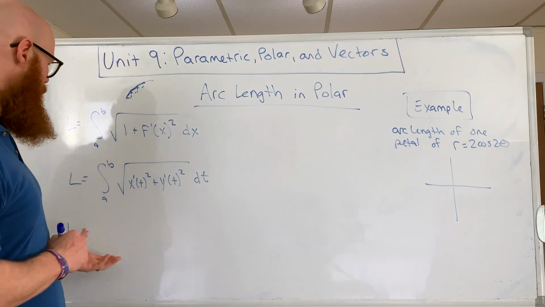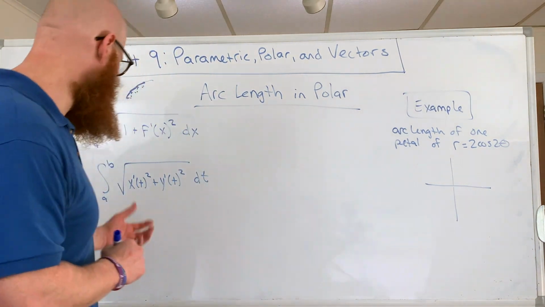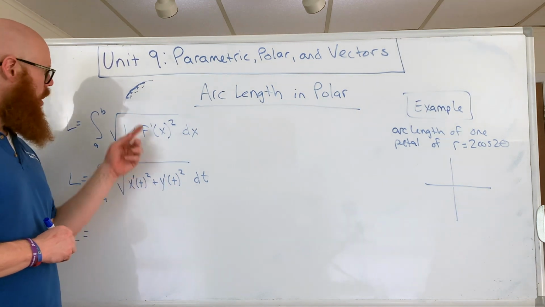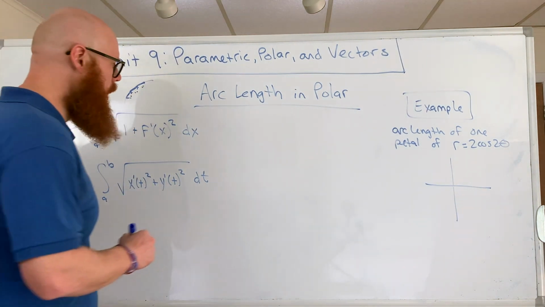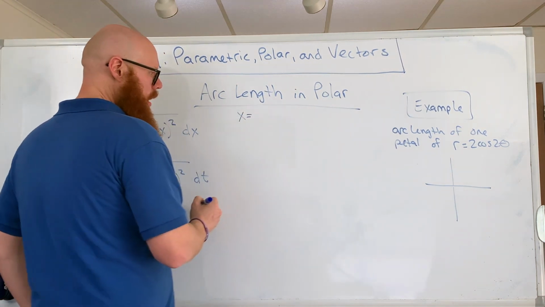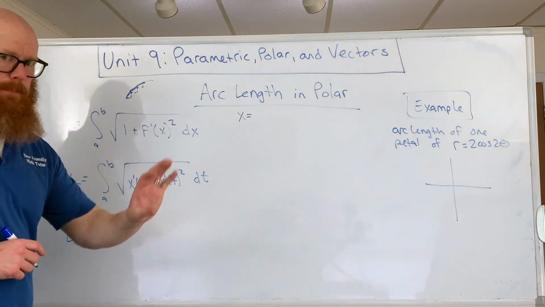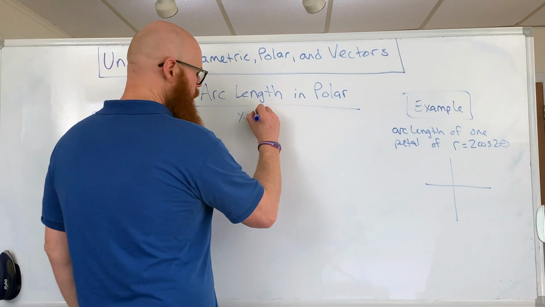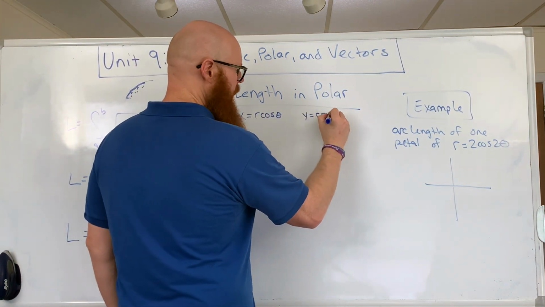Now I want to show you how to get the formula in polar. I might have said polar here, I mean parametric. We did x prime and y prime. Now I want to use parametric to get the polar. So if we think about in parametric, polar is parametric. Polar is just a specific parametric where x is always equal to r cosine theta and y is equal to r sine theta.